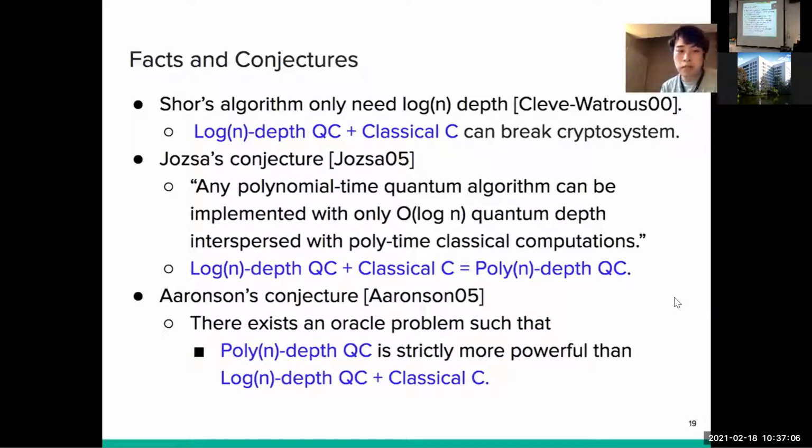And after that, Scott Aaronson conjectured that there exists an oracle problem such that a polynomial depth quantum computer is strictly more powerful than a log n depth quantum computer plus a classical computer.